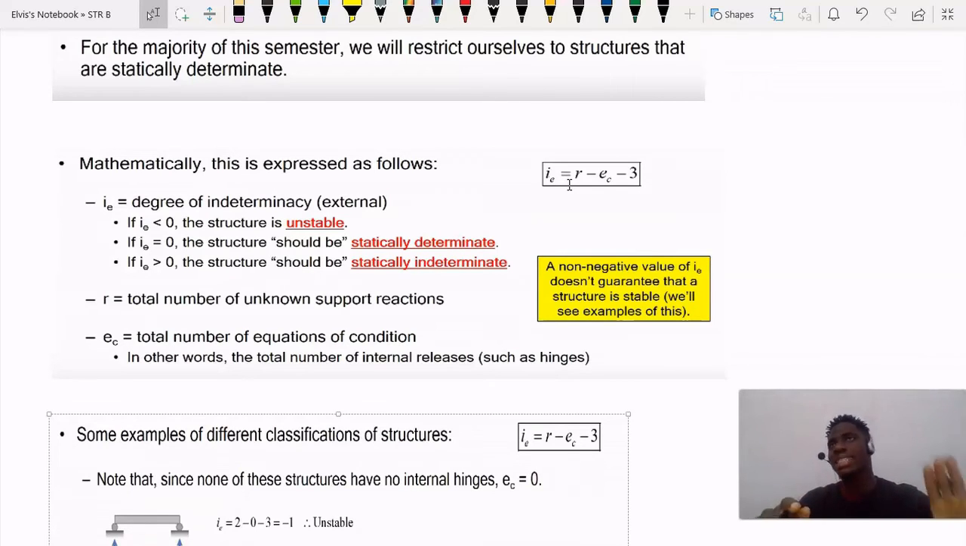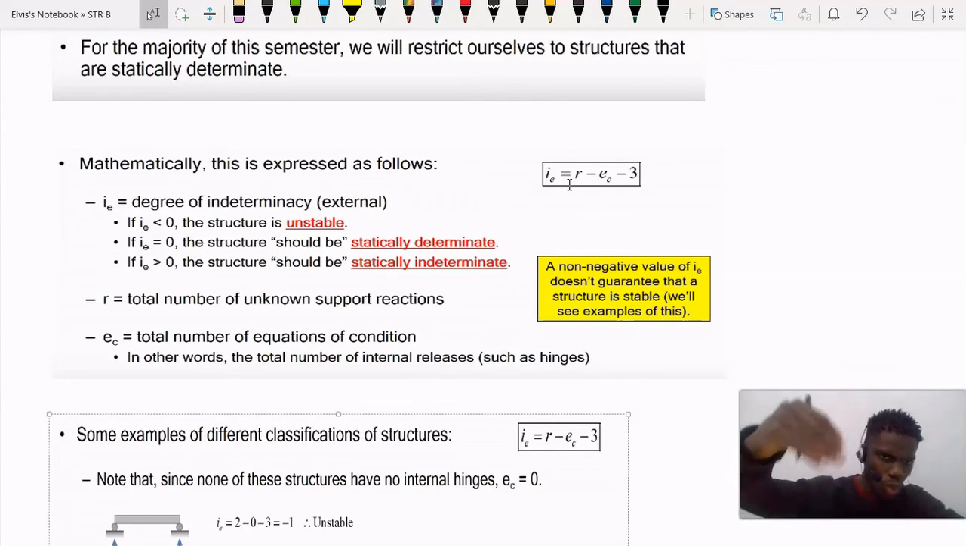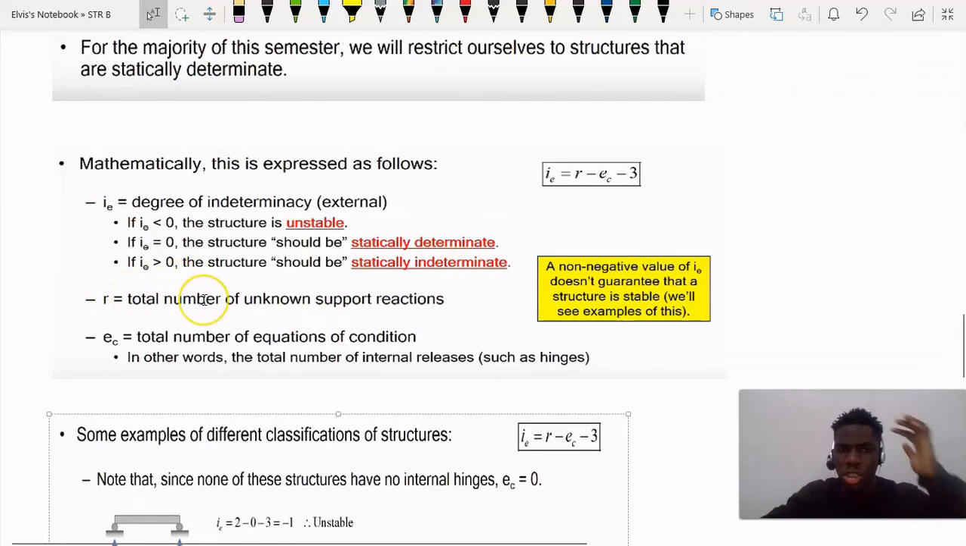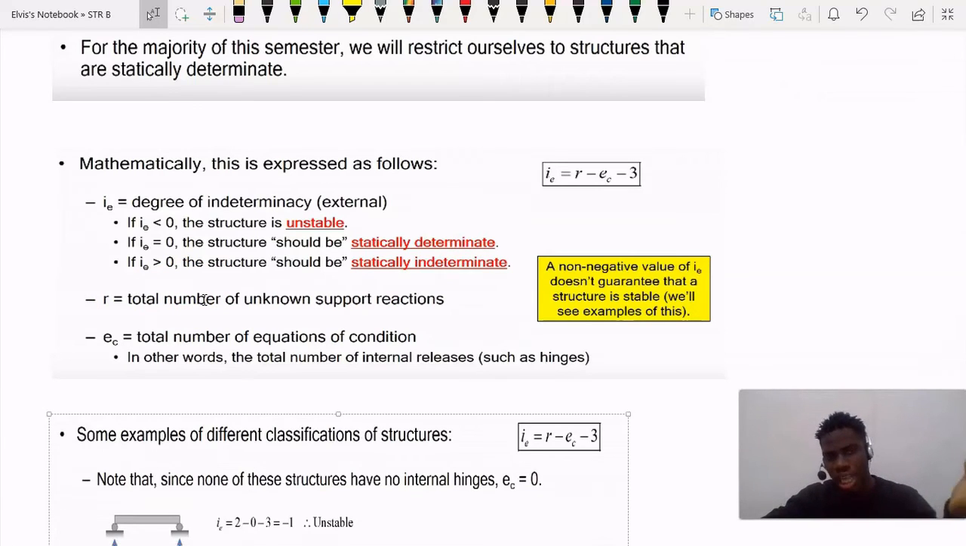But if we have, let's say, 5 unknown forces, meaning we are having the degree of indeterminacy to the second power, okay? So this is what we know as degree of indeterminacy. Now, guys, what is R? R is the total number of unknown support reactions, okay? So these are the unknown forces.